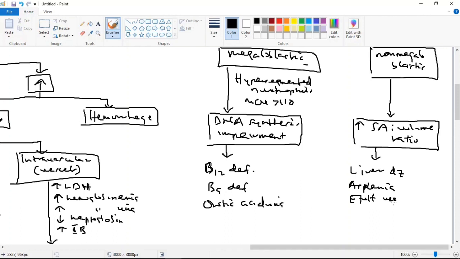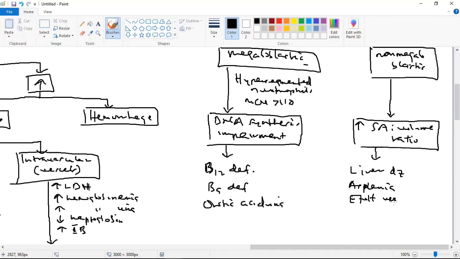B9, on the other hand, is from green leafy vegetables. So patients that are strictly meat eaters and don't eat enough vegetables may develop B9 deficiency. Patients that are strictly vegans or vegetarians, who don't eat animal sources of food like meat, can develop B12 deficiency.